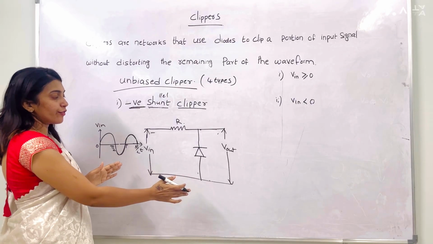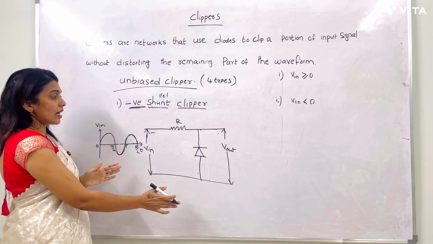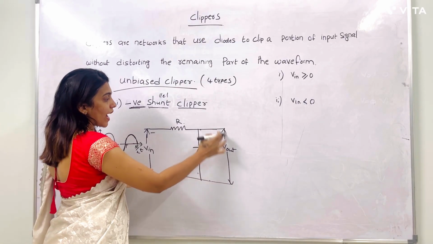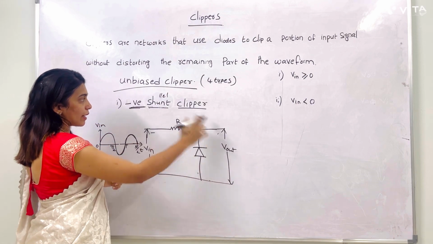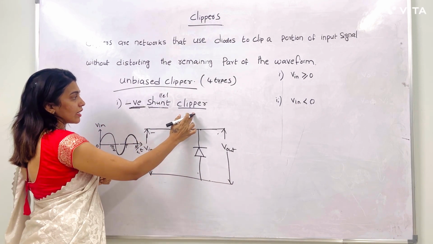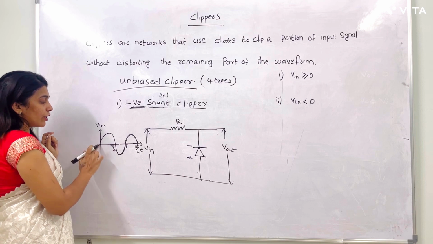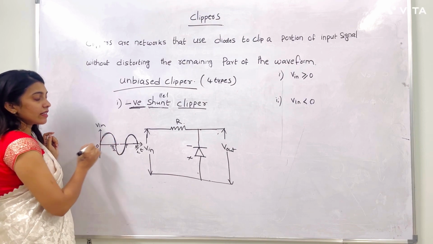This is the circuit diagram for the negative shunt clipper. Shunt means a diode is parallel to the load, so that is why this type of circuit is called a shunt clipper. Right? From 0 to T by 2, the input is at the positive side.